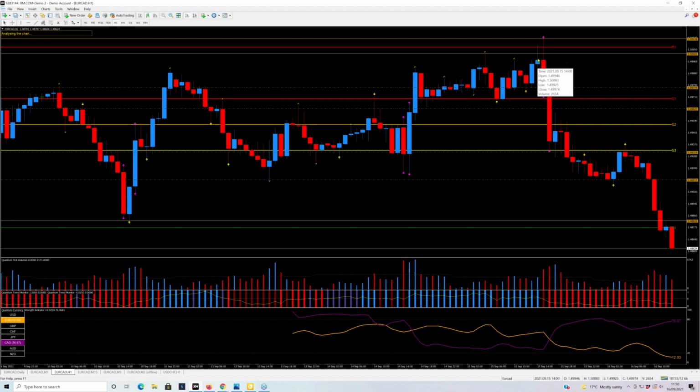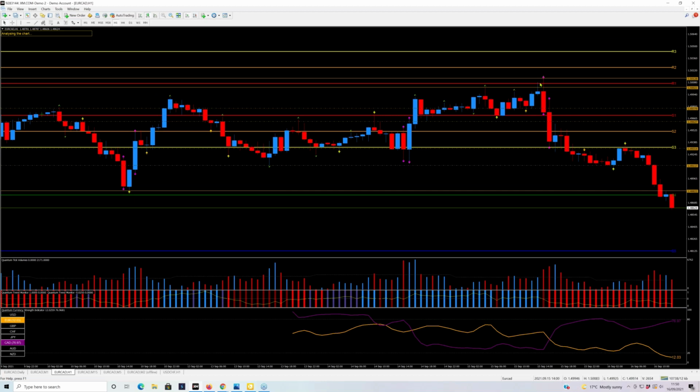Well, a shooting star is obviously a wick to the top of the candle, so we know there's weakness coming in. Where did it go to? Well, it actually hit what we call the R1 on the Camarilla levels indicator. The R1 is important, but it's not as important as the third and the fourth levels. The third and fourth levels are, if you're going to give them some sort of importance, much more significant. But we have a pattern.